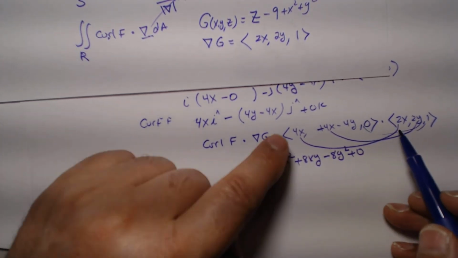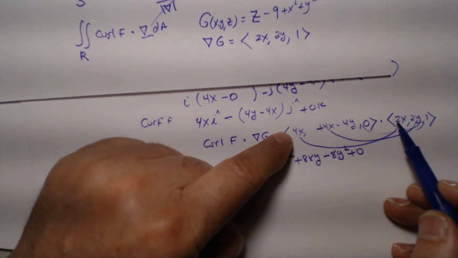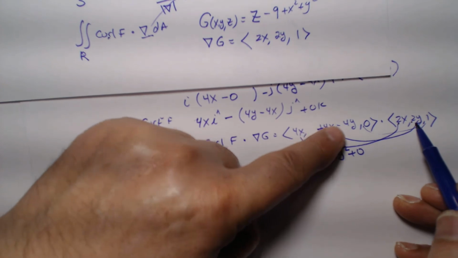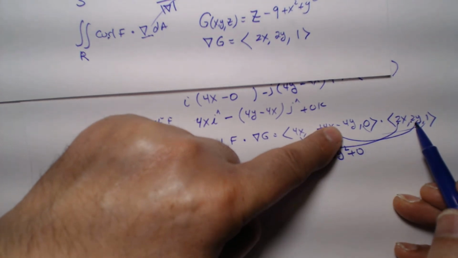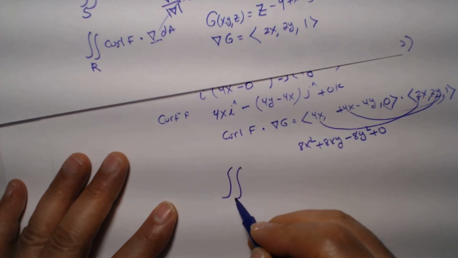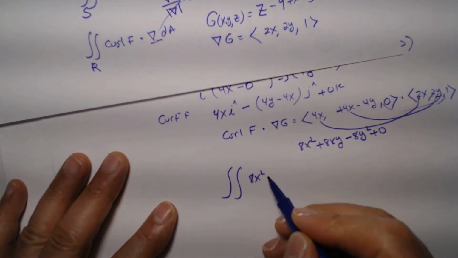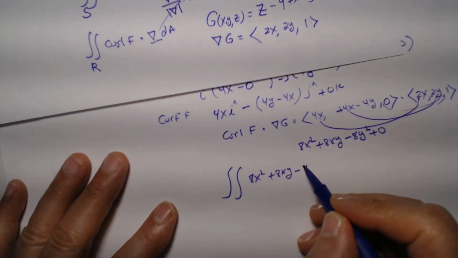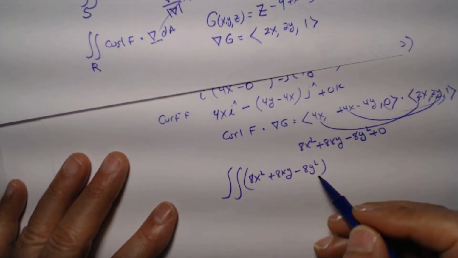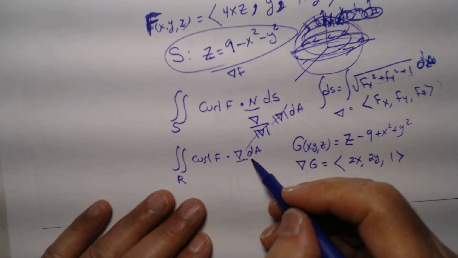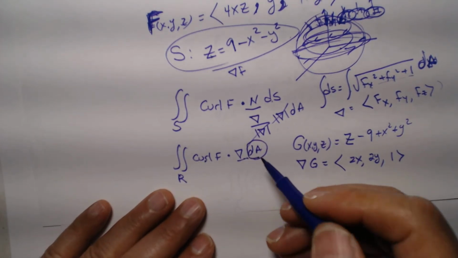Let me make sure I did it right. 8x squared, 8xy, minus 8y squared. I got it. Therefore, I have 8x squared plus 8xy minus 8y squared dA. Somebody said, what is your A?